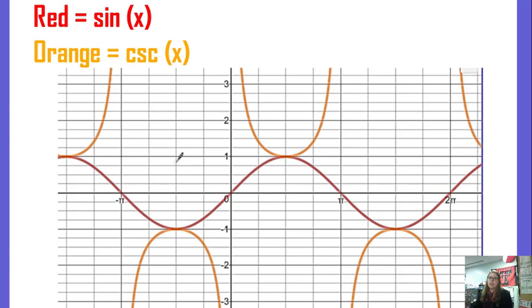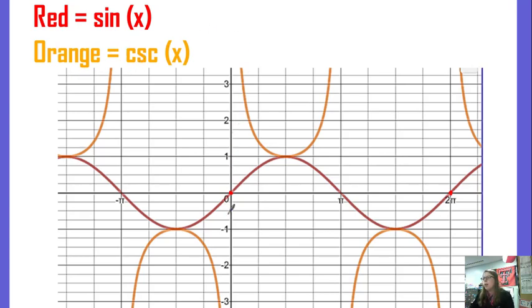So when we start to look at the graphs, we'll look at the reciprocal functions first. As you can tell, this is a graph of sine, because it goes through 0 and ends at 2 pi, so there's no translations on it. It's just normal regular sine. So that's the red one. The orange one is the reciprocal.